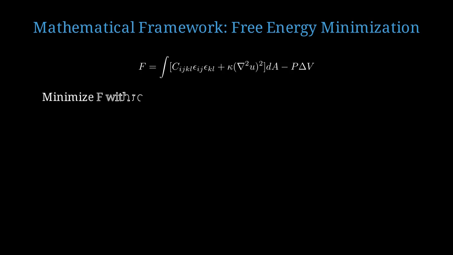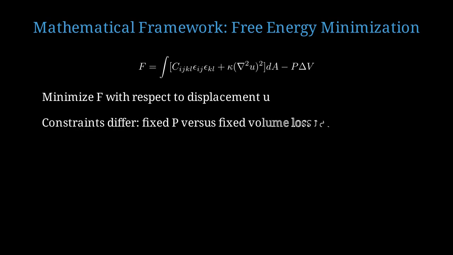Let's write down the complete mathematical framework using free energy minimization. The free energy F involves an integral over the shell surface of elastic energy terms minus pressure times volume change. C ijkl is the elasticity tensor, and kappa is the bending rigidity. We minimize this free energy with respect to the displacement field U to find equilibrium shapes. The key is that the constraints differ. Mechanical loading fixes pressure. Osmotic loading fixes the rate of volume loss.